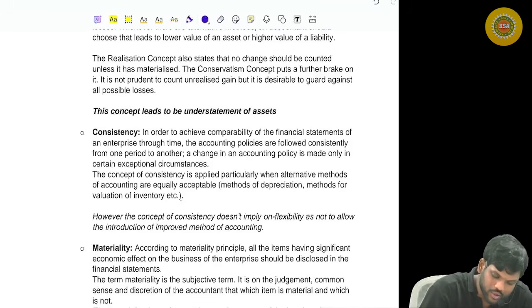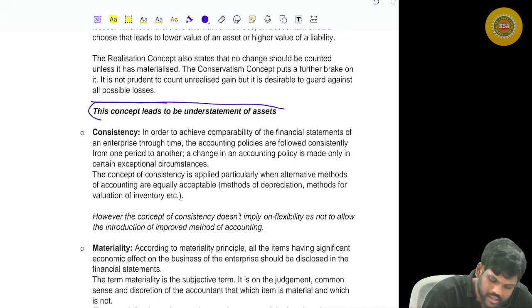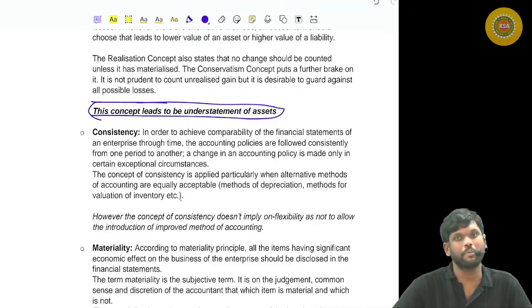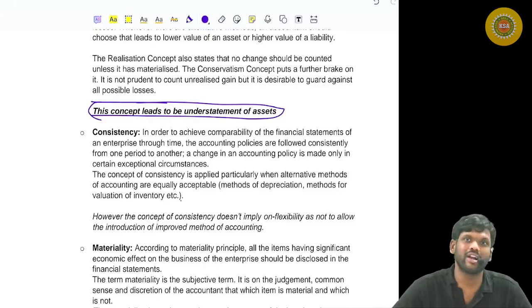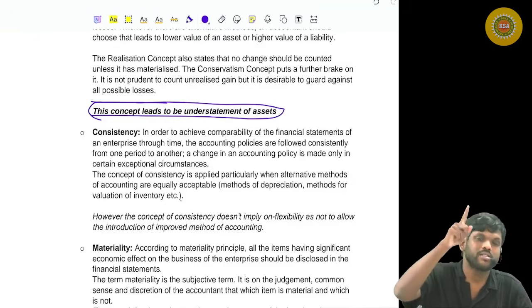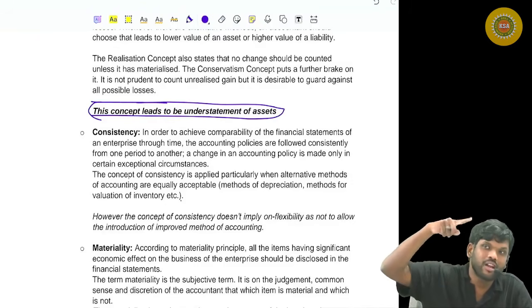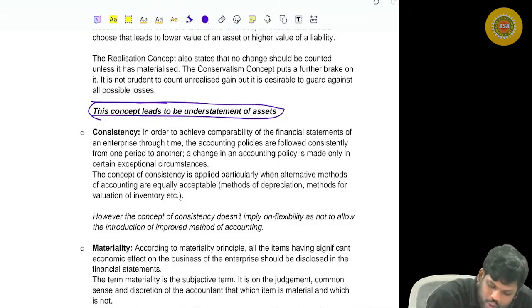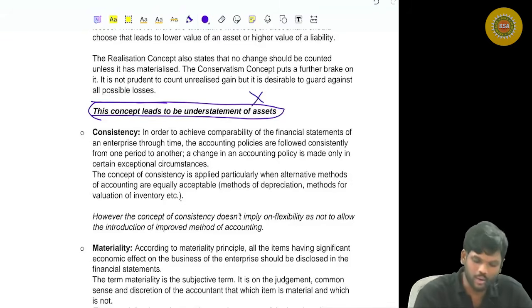And this also, guys, the conservatism concept leads to understatement of assets. What does that mean, sir? Suppose a gain is going to come in the future. Will you account for future anticipated gains? No, you won't account for that. Why? Because of the prudence concept. So right now you are showing lesser assets than what it is.